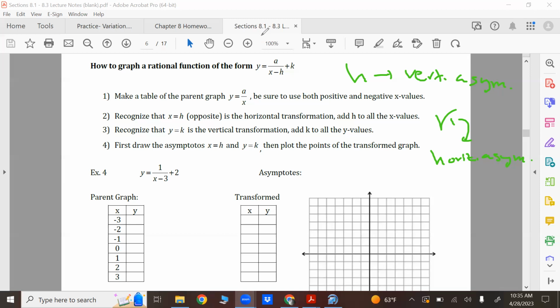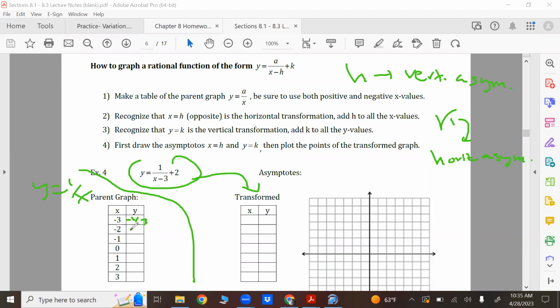So, all right. Here's another one, right? Let's plug in. The parent graph is y equals 1 over x, and the transformed graph is over here. The parent function is easy. For y equals 1 over x, you get negative 1/3, negative 1/2, negative 1, undefined, 1/2, 1/3.